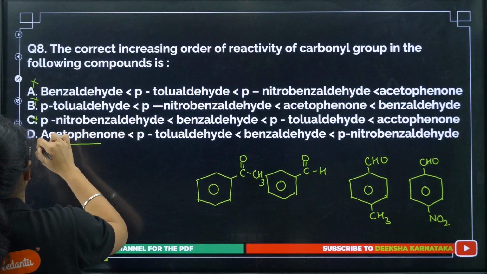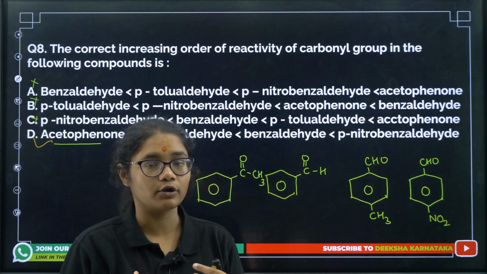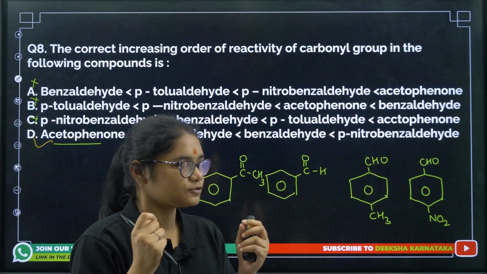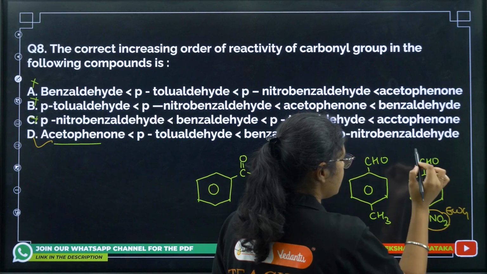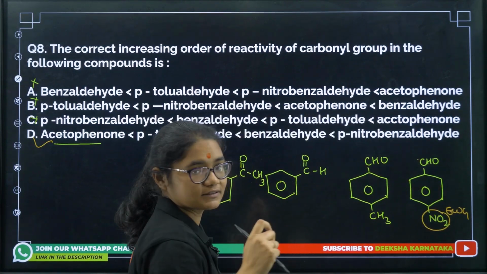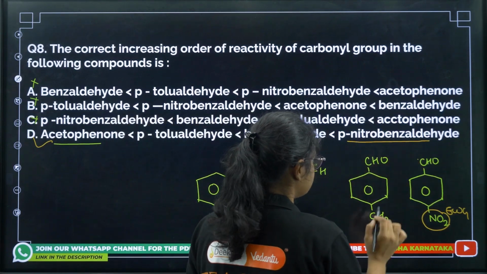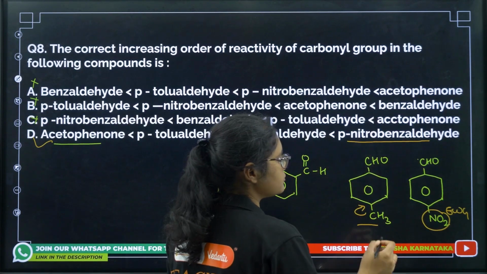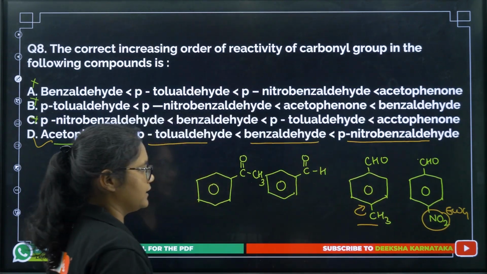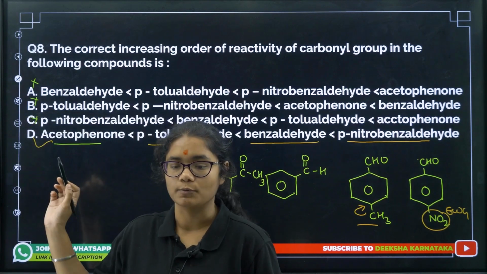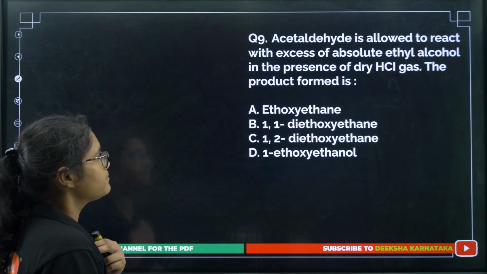Now coming to the next one, this compound should be electron deficient, right? A nucleophile will attack, so the group should be electron deficient. NO2 is an electron withdrawing group, so definitely it will increase the electrophilicity of this carbon and help in increasing the reactivity. So para-nitrobenzaldehyde will be highest, and this one is donating the group, so it reduces the electrophilicity. So this one will be para-tolualdehyde and then benzaldehyde. So the correct answer for this question is option number D. Okay, now let us see the next question.